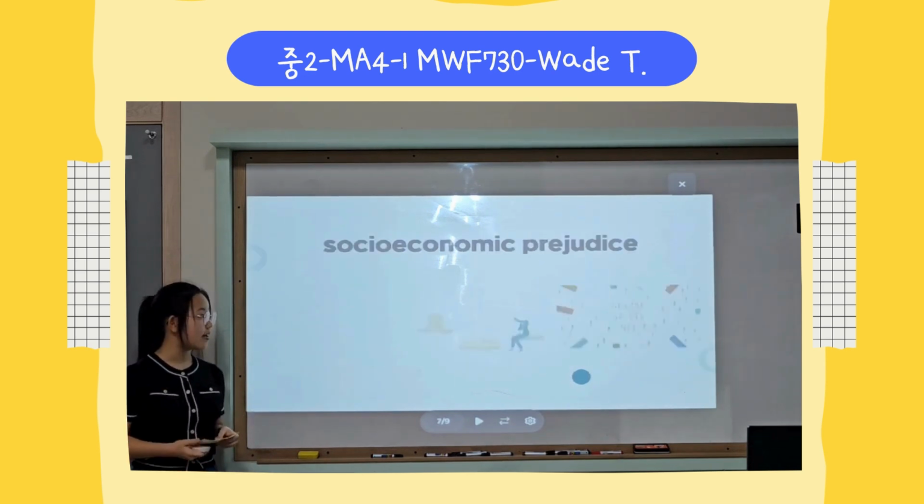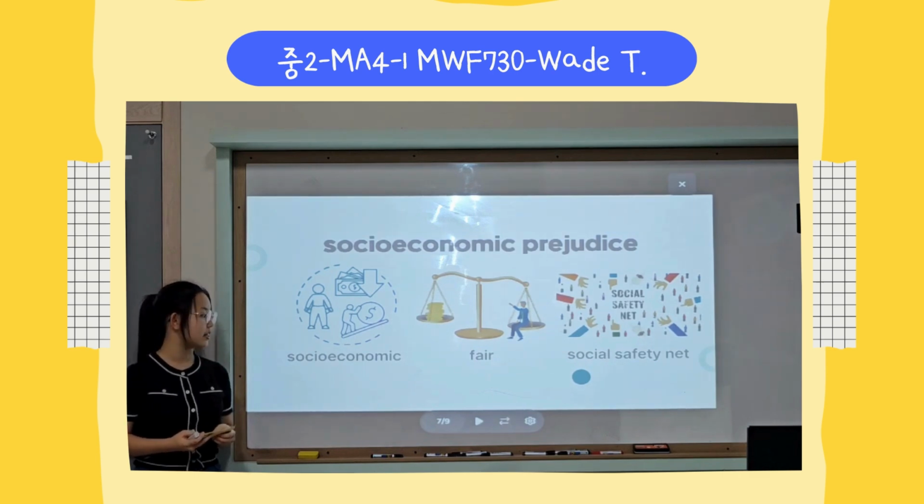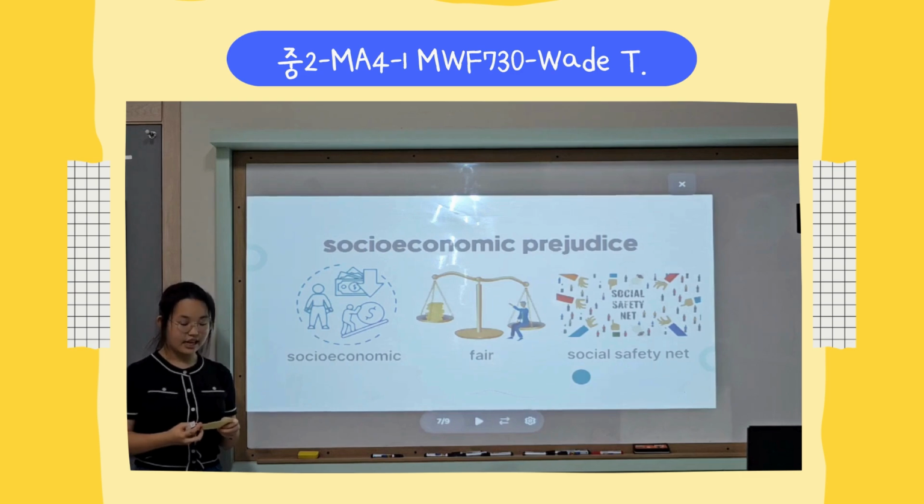Lastly, there is socioeconomic prejudice. Socioeconomic prejudice involves discrimination or stereotype based on a person's economic background. This can occur in areas such as education, employment, and health, often resulting in unfair treatment of lower-income individuals. Ensuring fair opportunities and strengthening social safety nets can help address this issue.